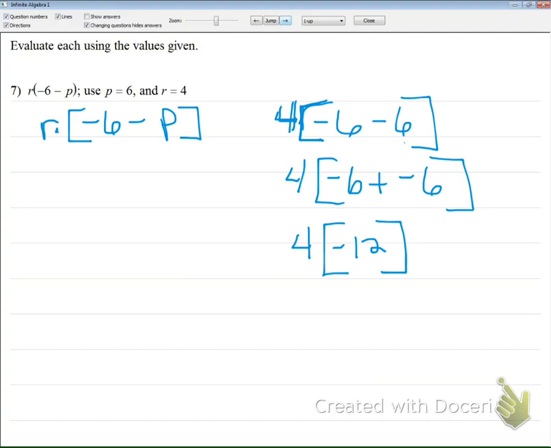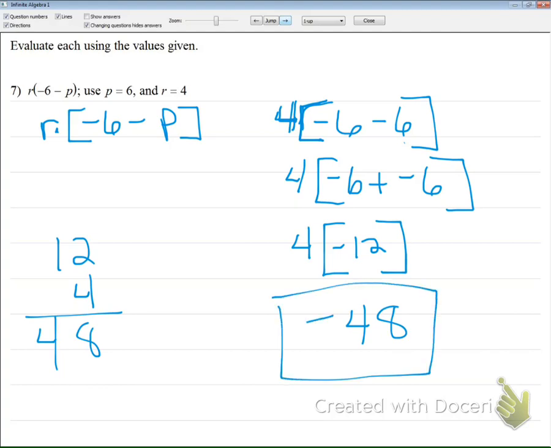You're gonna laugh at me. I cannot do that horizontally. I have to actually see it like this. Most of you can do that in your head. I'm just one of those people that cannot. 4 times 2 is 8. 4 times 1 is 4. It's 48. Positive times a negative equals a negative. So your final answer is negative 48.